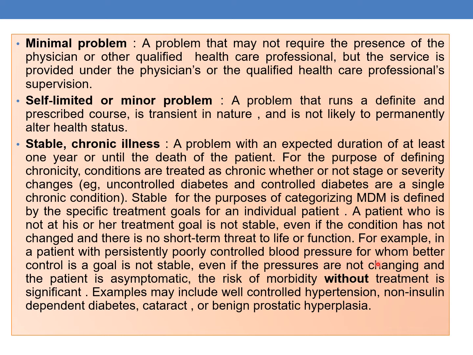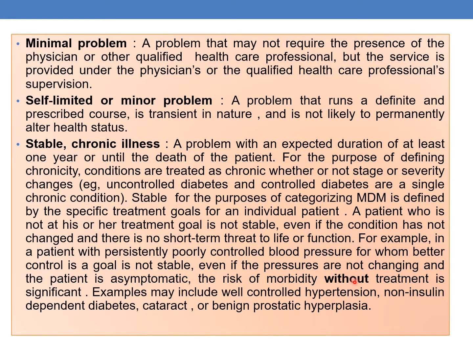Let us see an example. For example, a patient with persistently poorly controlled blood pressure, for whom better control is a goal, is not stable. Even if the pressures are not changing and the patient is asymptomatic, the risk of morbidity without treatment is significant. That is, the patient usually has persistently poorly controlled blood pressure. So here the treatment goal is controlled blood pressure. So here the treatment goals are not met. Hence the patient is considered to be not stable.